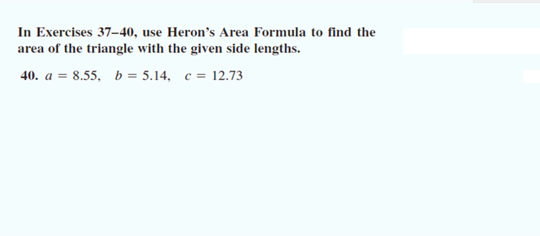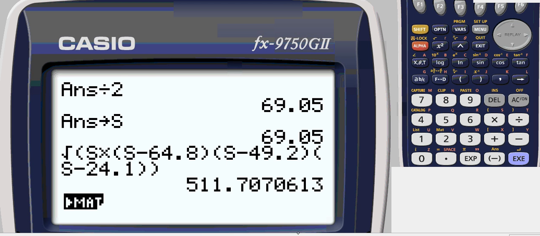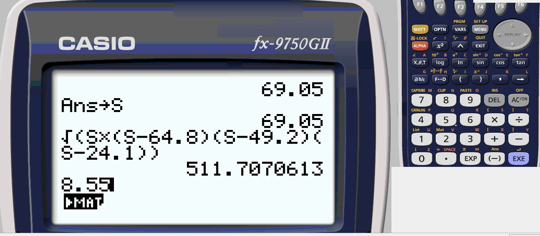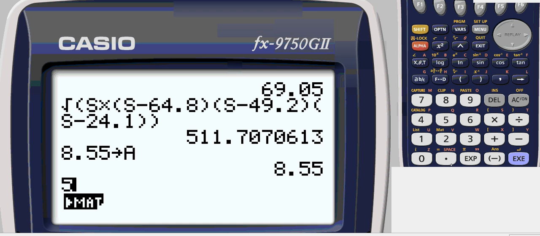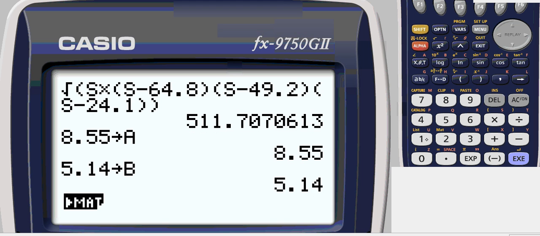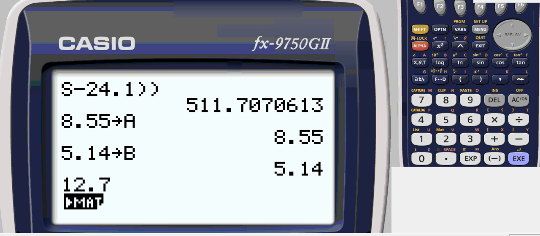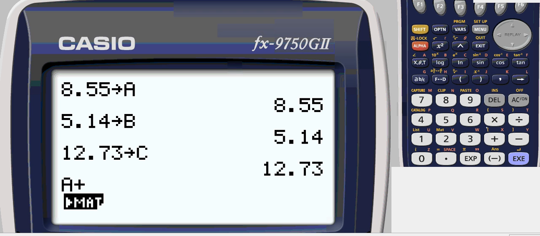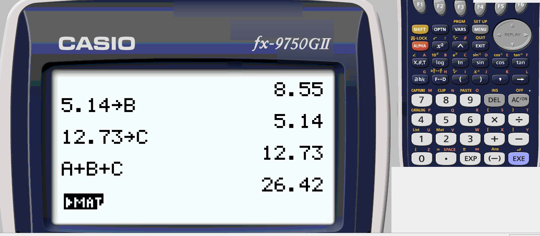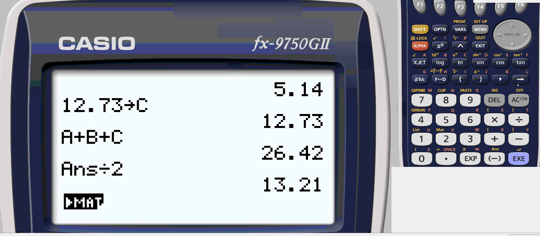So we could do this pretty much all in the calculator if you just want to store these numbers as A, B, and C. 8.55 is A. Store A. 5.14 is B. 12.73 store C. And then we can figure out what S is by doing A plus B plus C divided by 2. That's S, so it's stored as S.